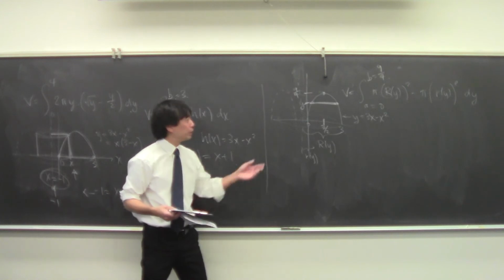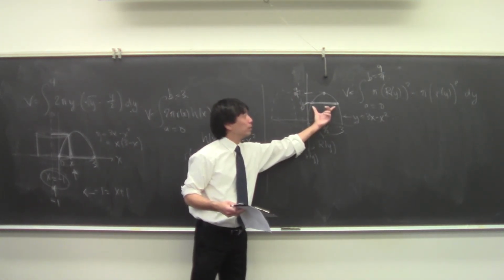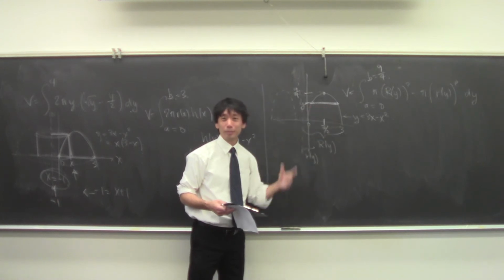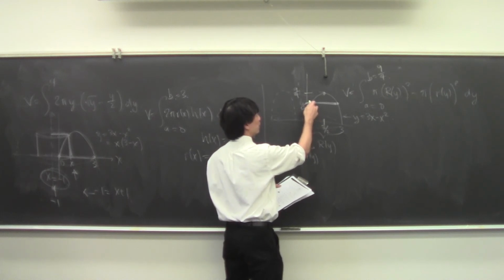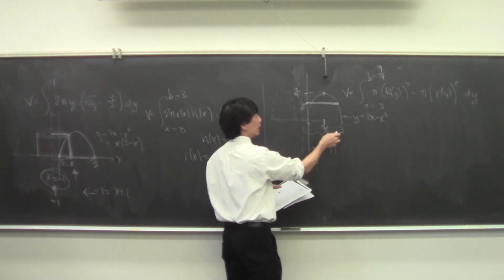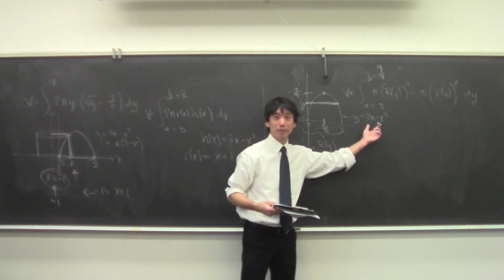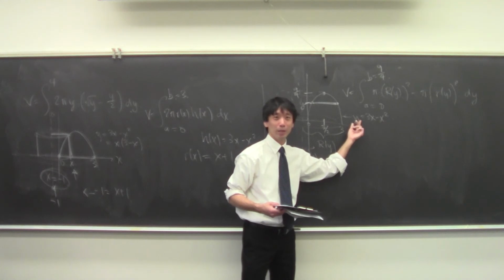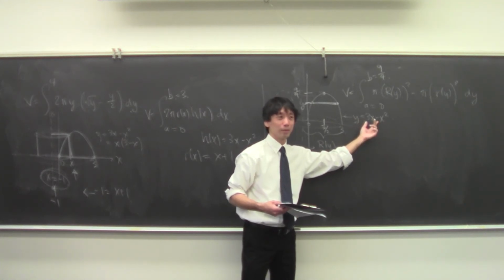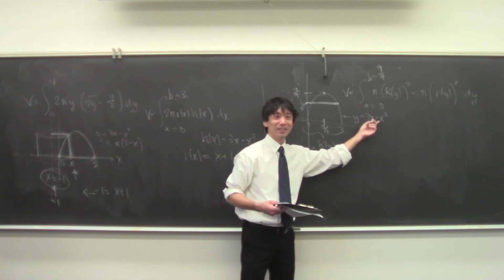Now, how would you get the radii? If this is y, we need to figure out the x values. Well, what are the x values? If this is y, what are the x values? Some people are saying 0. That's strange. What are the x values?